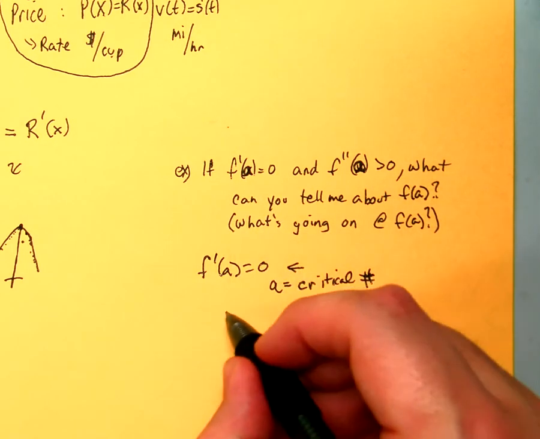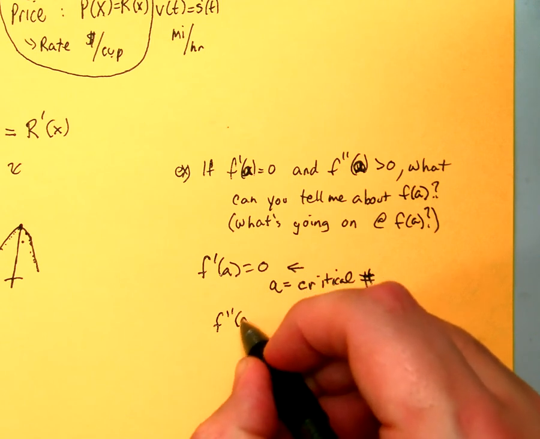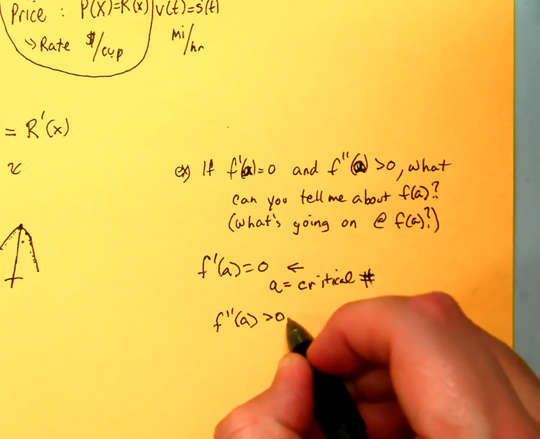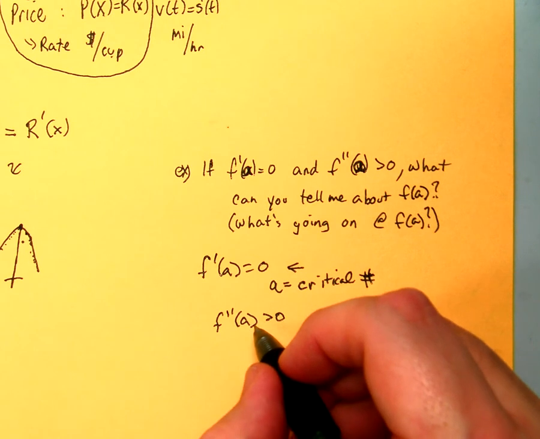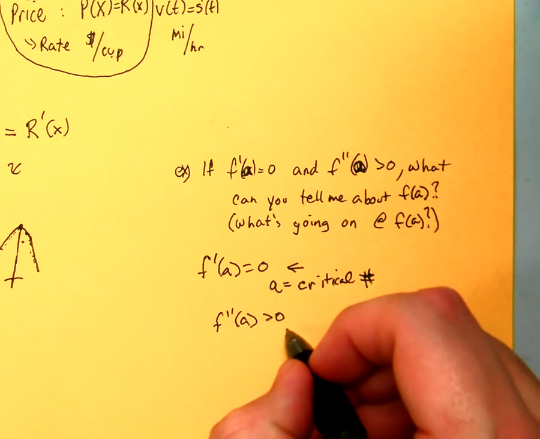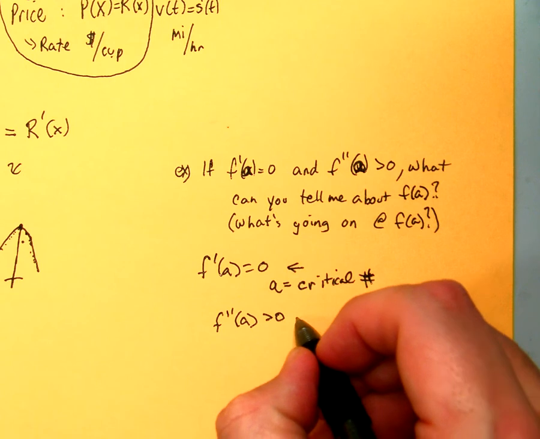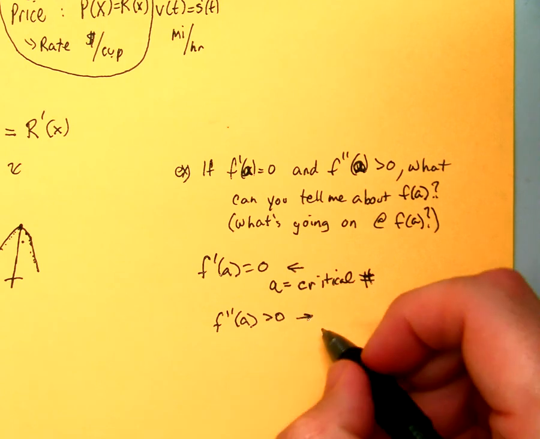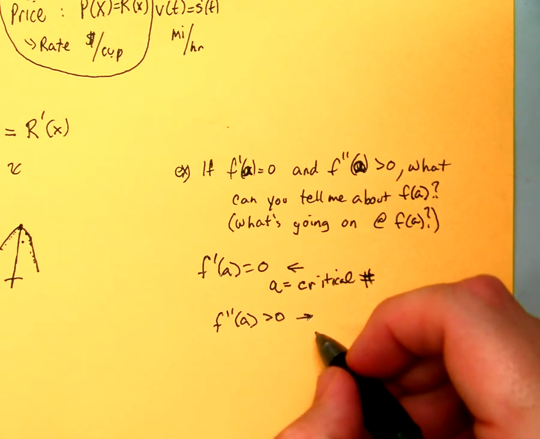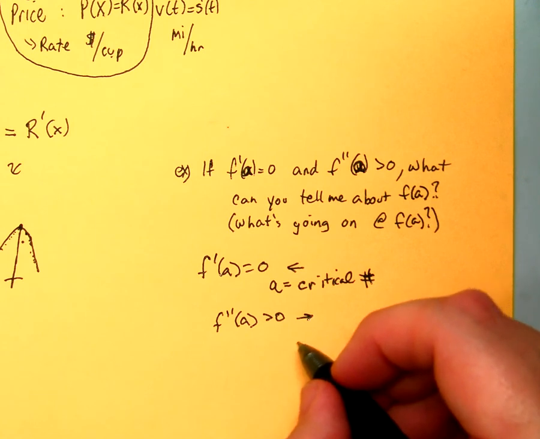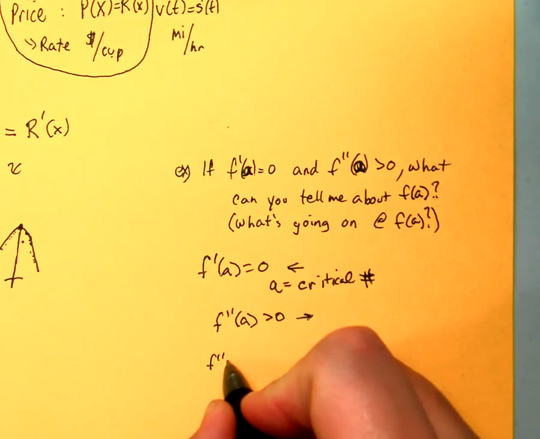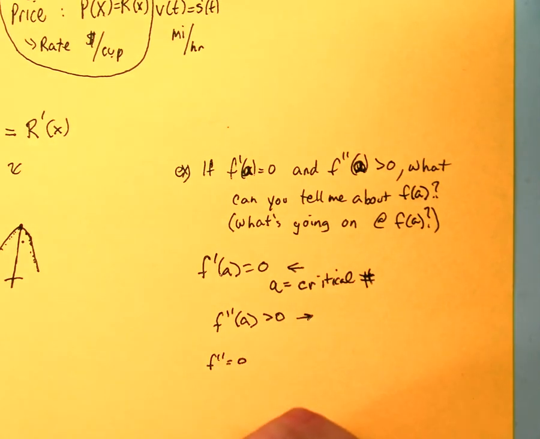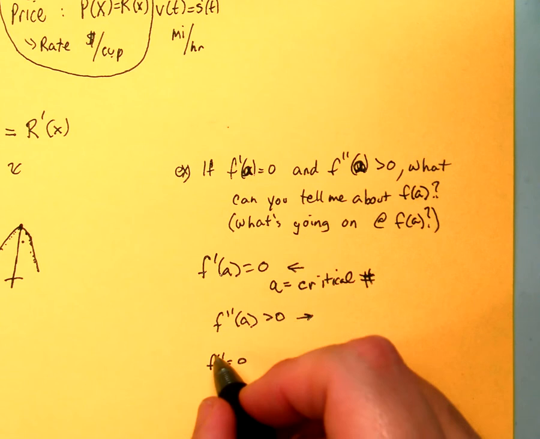Now, if I'm told f double prime of a is greater than 0, so I have a second derivative evaluated at the critical point, and that's a positive value. Not concavity. It's not a point of inflection. Well, no, it's not a point of inflection, because a point of inflection would be where f double prime is equal to 0. It's like critical values for the second derivative.